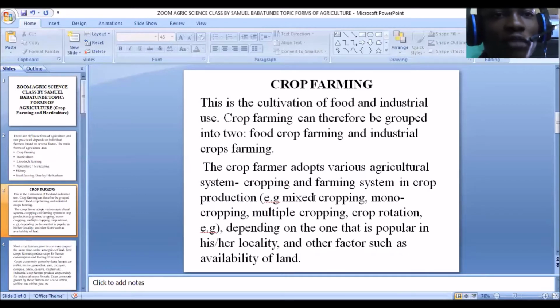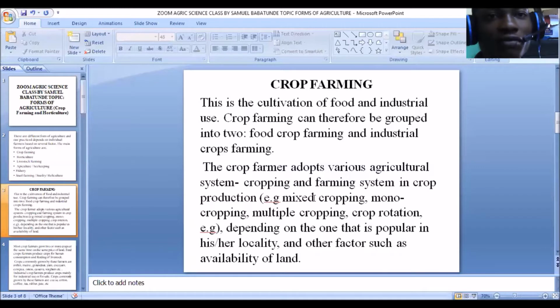And I say crop farming involves the cultivation of crops, and this crop is divided into two, either the food crops or the industrial crops. So crop farming simply entails food crop farming and industrial crop farming. And like I said, the crop farmer can adopt various systems in his crop farming, either mixed cropping, monocropping, multiple cropping, or crop rotation, depending on the one that is popular in his or her locality and other factors such as availability of land.